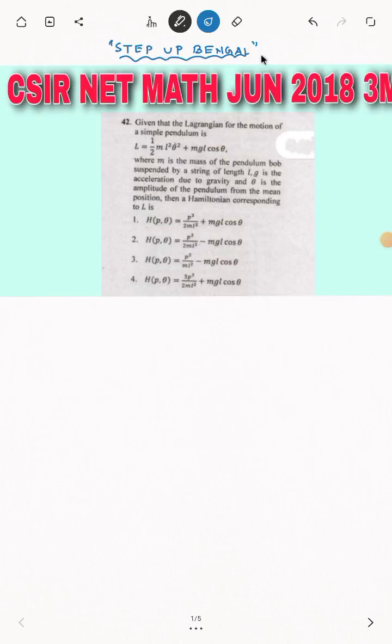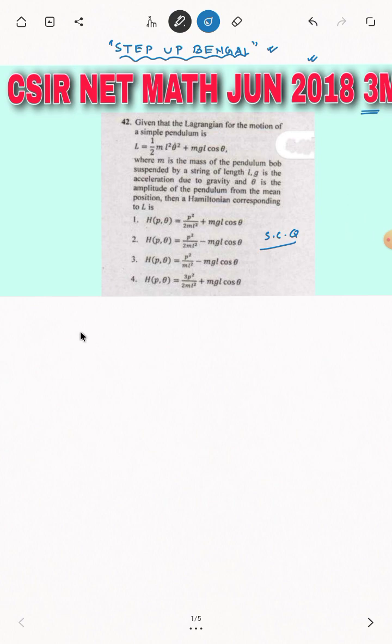Welcome back to our online platform Step Up Bengal to the solution of the next question from CSIR NET Math June 2018 of 3 marks. Obviously, this is a single choice question. That means only one option is correct.